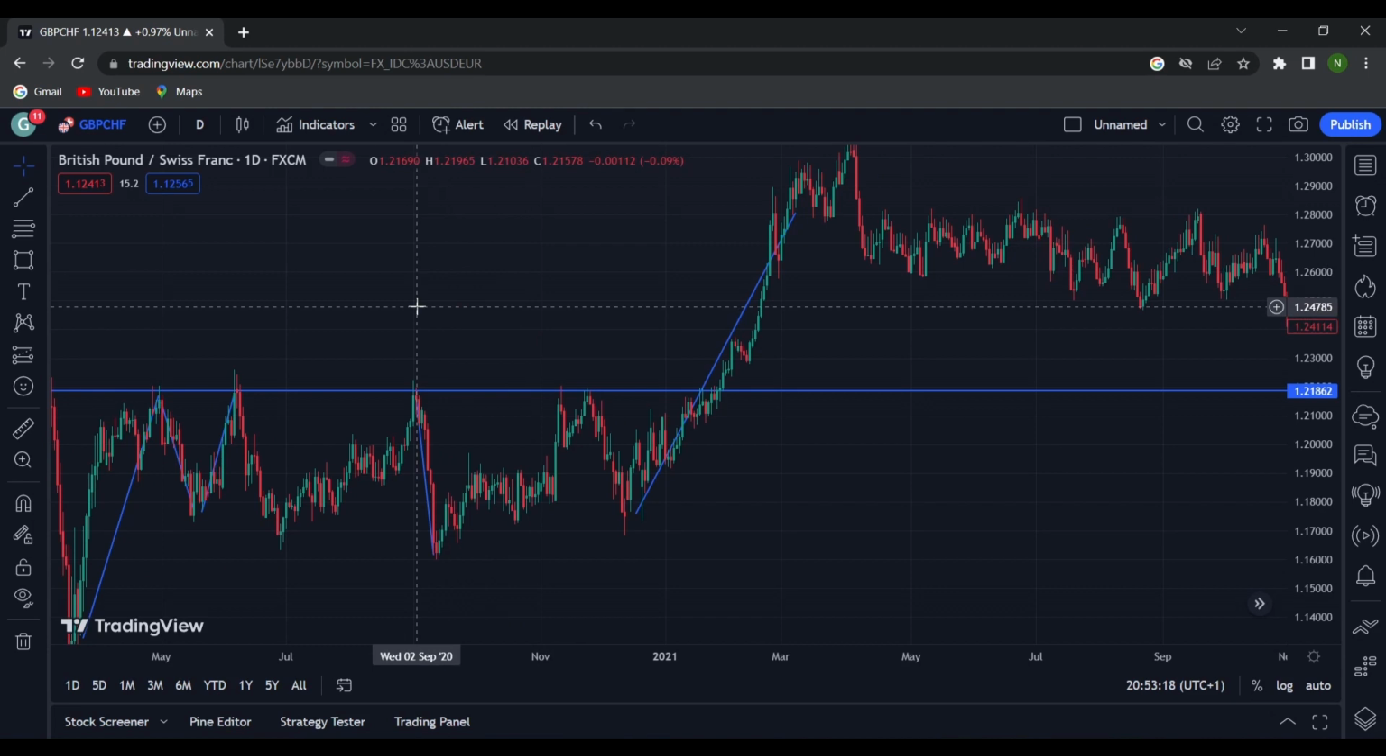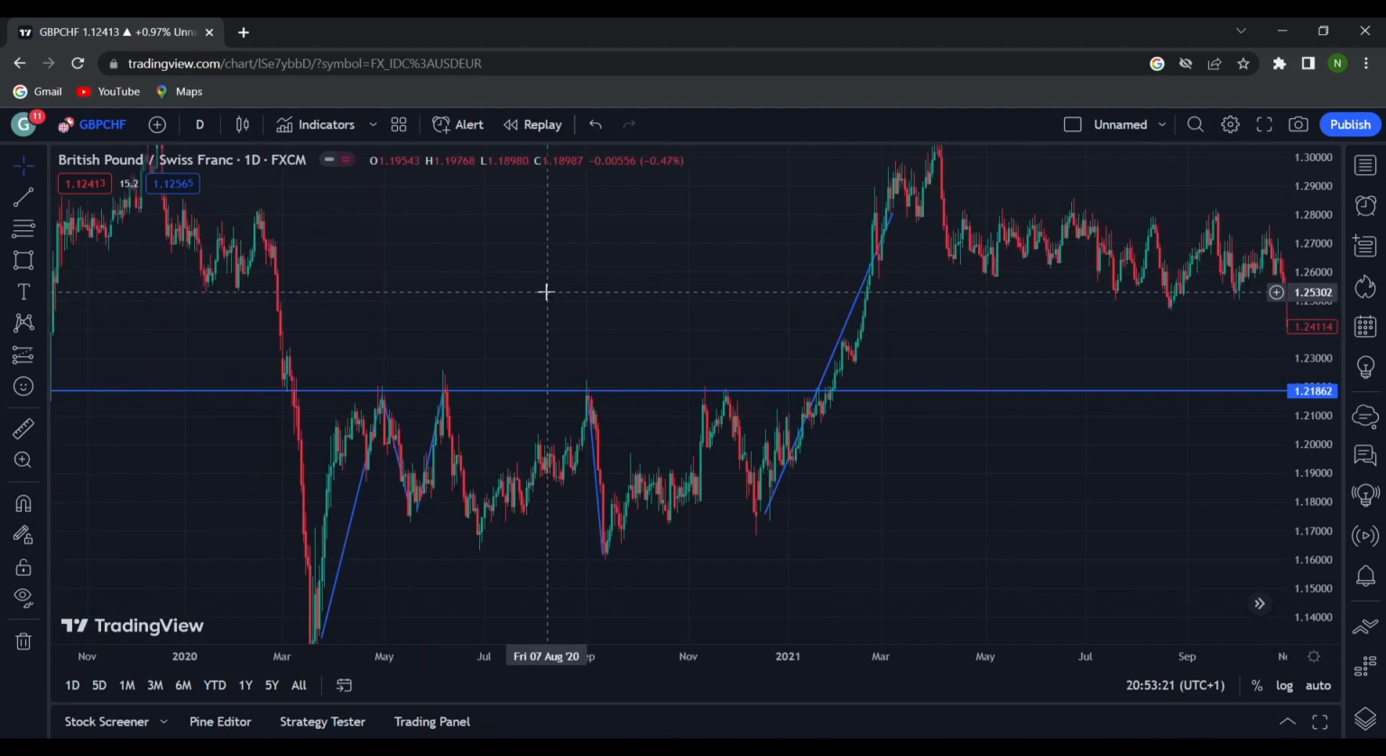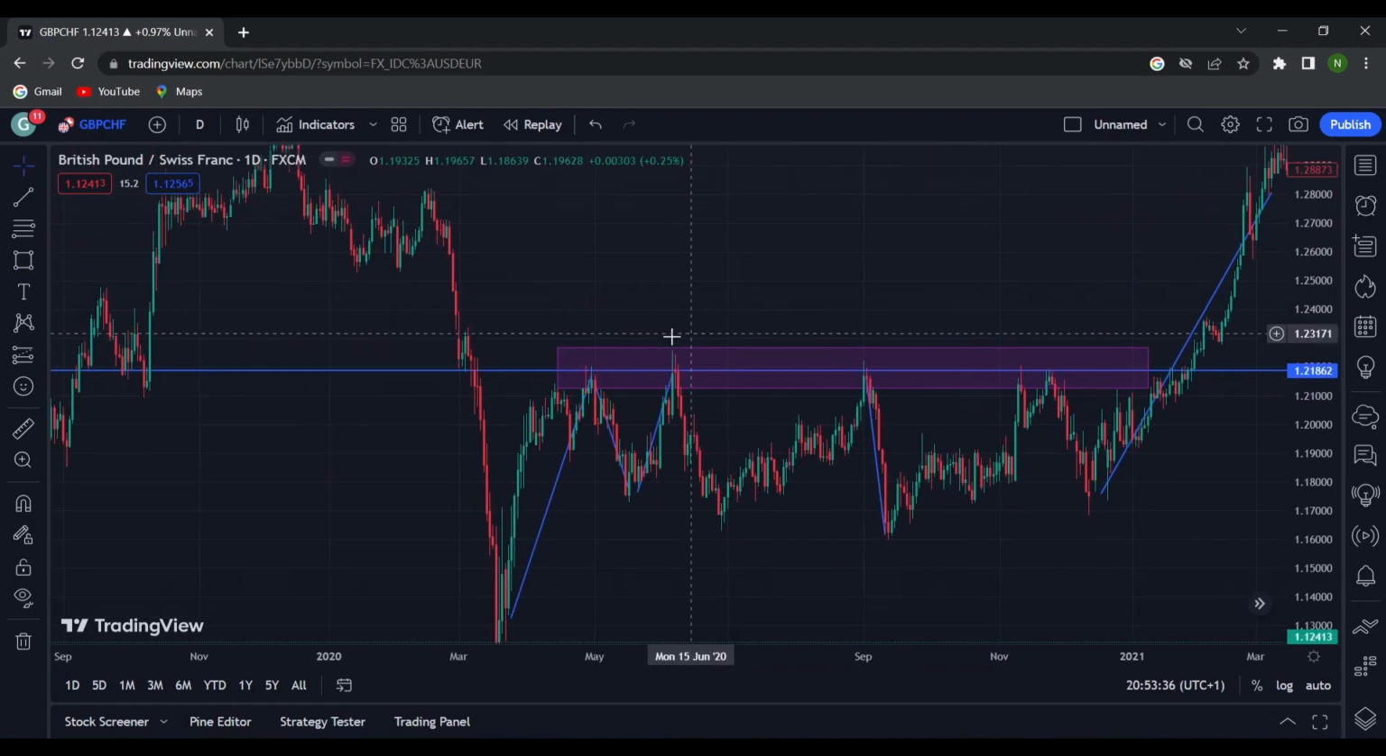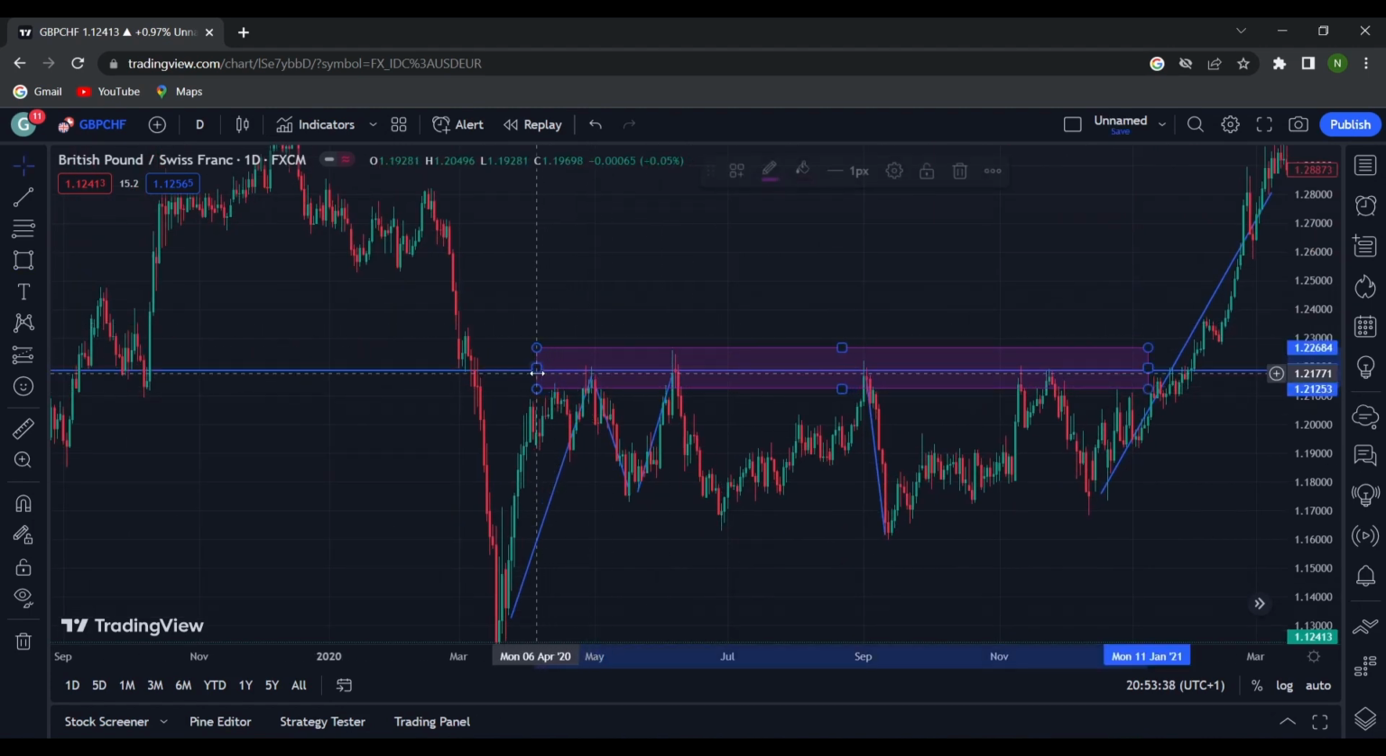And another thing that I would suggest, at least when you are a beginner, is using a rectangle tool to mark up your support and resistance zones. So instead of using just a line, you'll mark up this zone right here, and you can see this allows you to cover a wider area of price. Instead of having a very flat line which marks up a single area, so just one price, this allows you to mark up an area which includes the wicks and other zones.